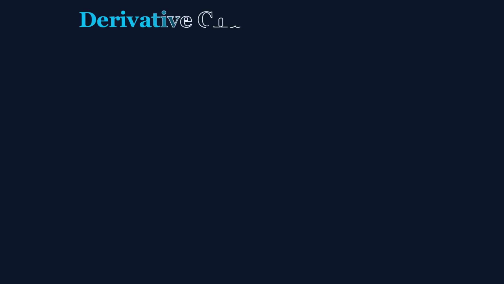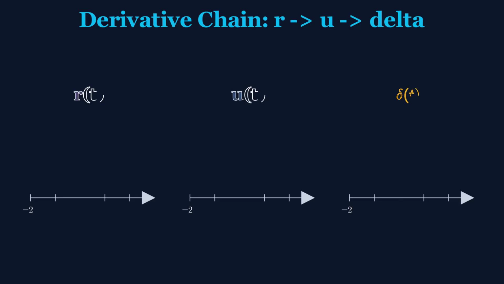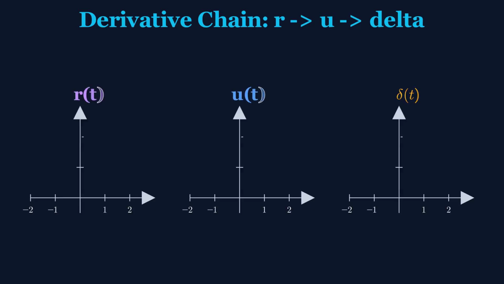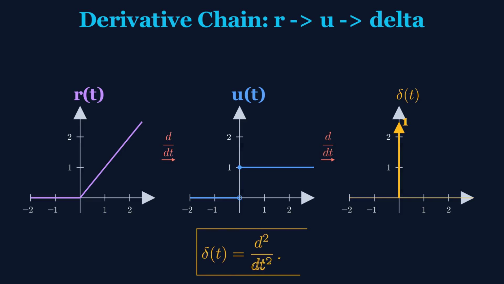Now we connect the three elementary signals through calculus. Starting with the ramp r(t), its derivative is the unit step, dr(t)/dt equals u(t). The ramp rises linearly, so its slope is 1 for positive time and 0 for negative time, which is the step. Taking one more derivative, du(t)/dt equals delta(t). The step has a sudden jump at the origin, and the derivative of a jump is an impulse.